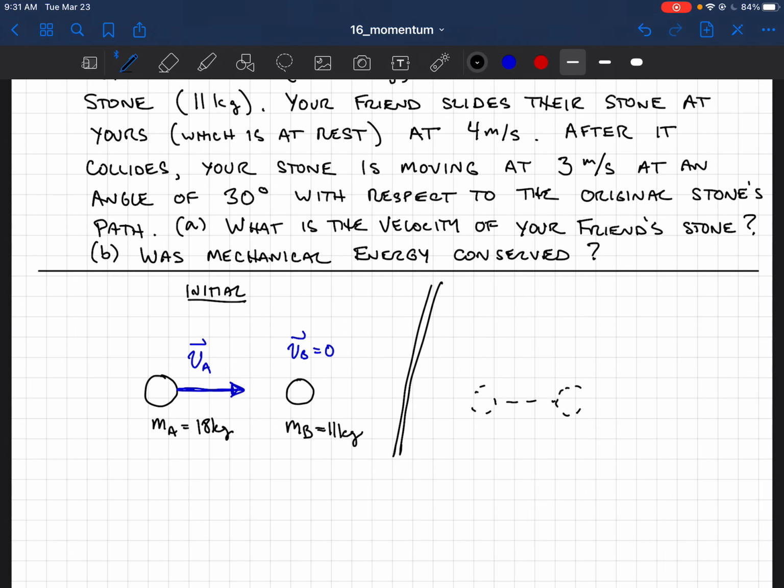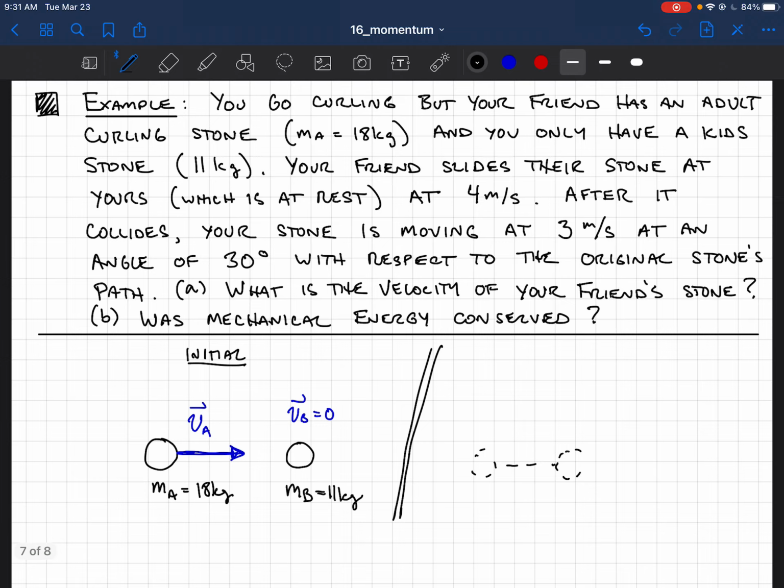And then in the final case, well, here's where that stone was. It came in, it hit your stone, and then we're told that your friend's stone goes off at an angle of 30 degrees with respect to the original path. So this was the original path, and your friend's stone is going to go off like this. So this angle is 30 degrees, and here it is. So this is MA, and it has a final velocity that points along its path. So this is called VA final, and we're told what that is. Oh no, I'm sorry, I screwed it up.